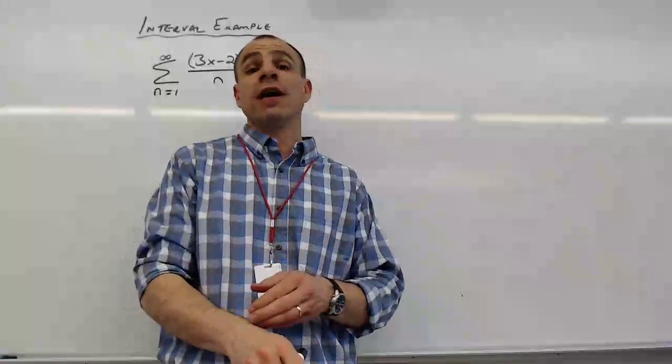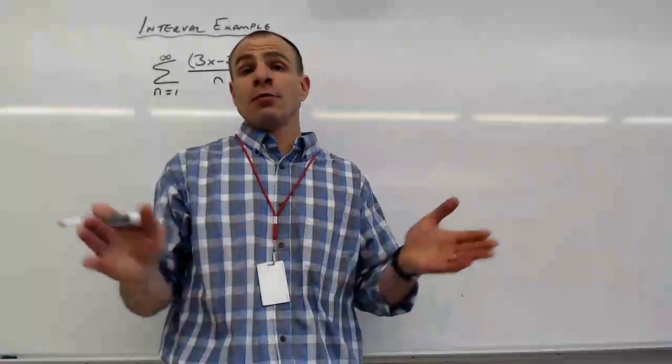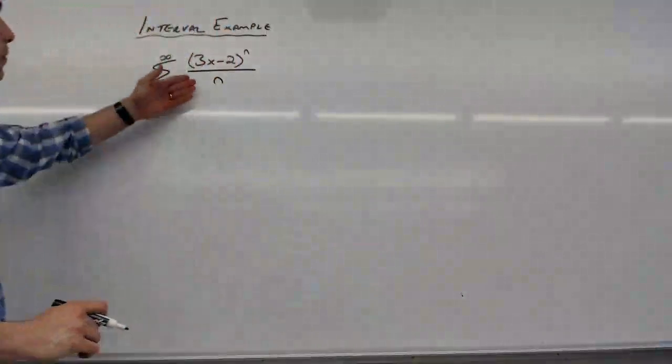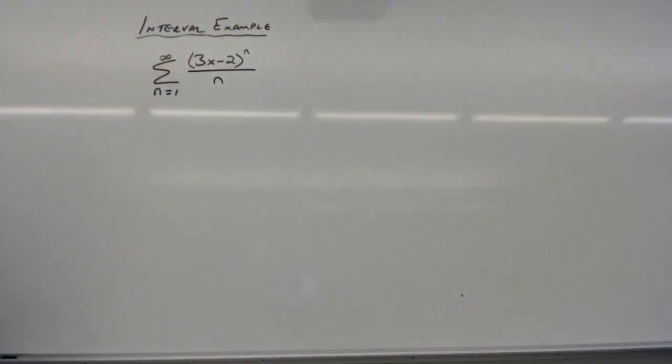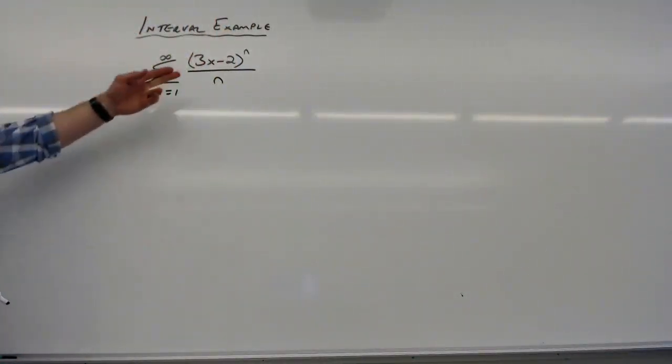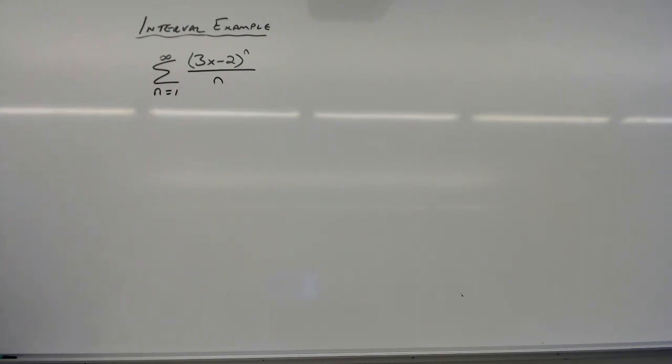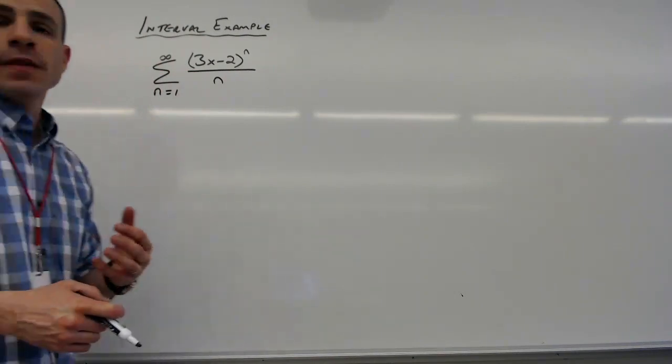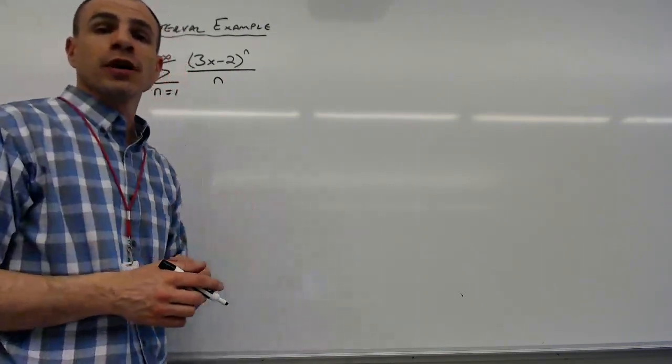So here we go, trying to find an interval of convergence all the way through. We have our series right here, n is equal to 1 and heads towards infinity, and we have (3x - 2)^n over n. So we want to find that interval, so we're going to start with the ratio test.